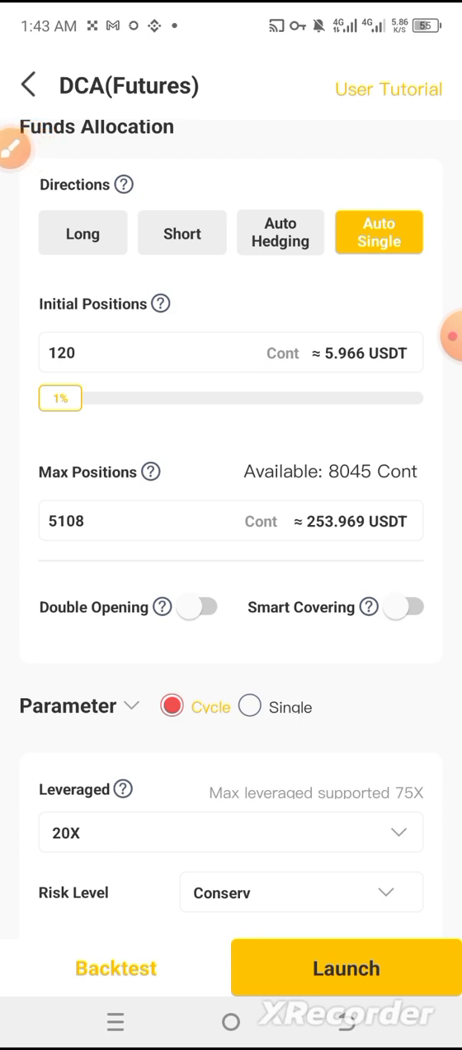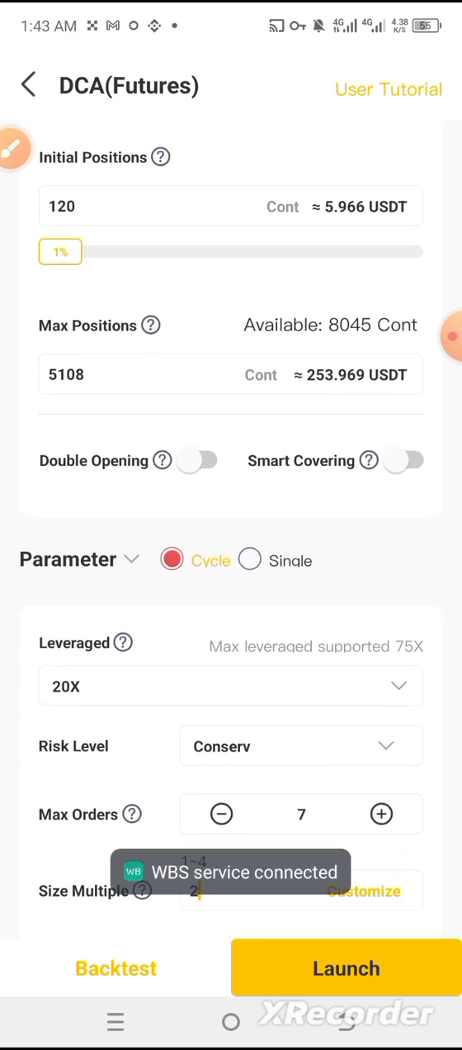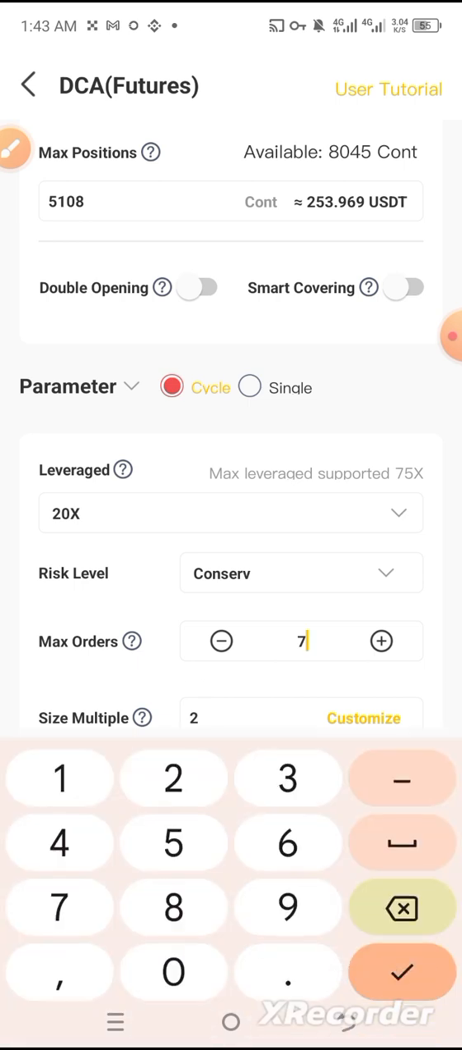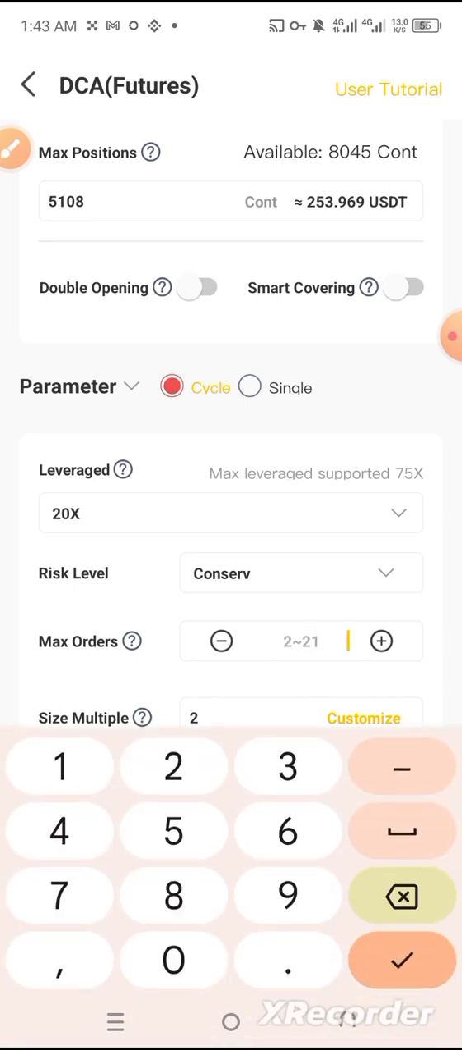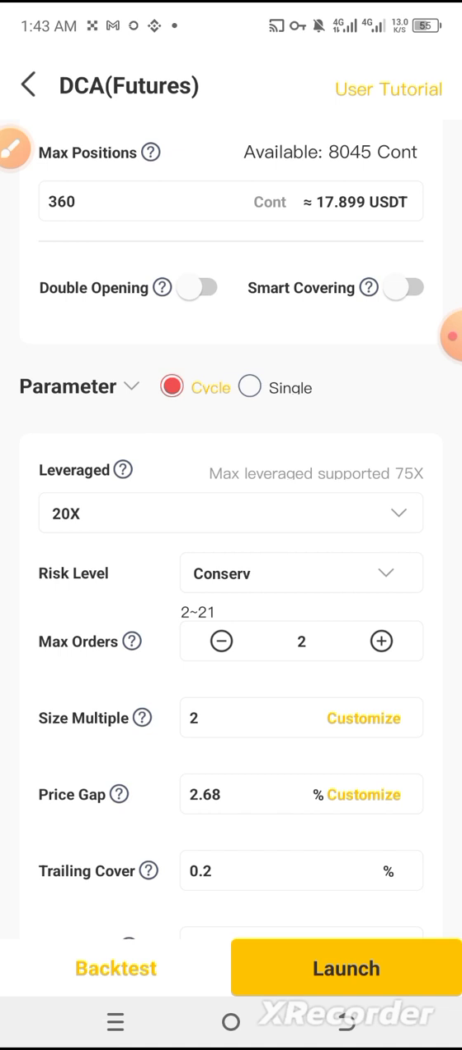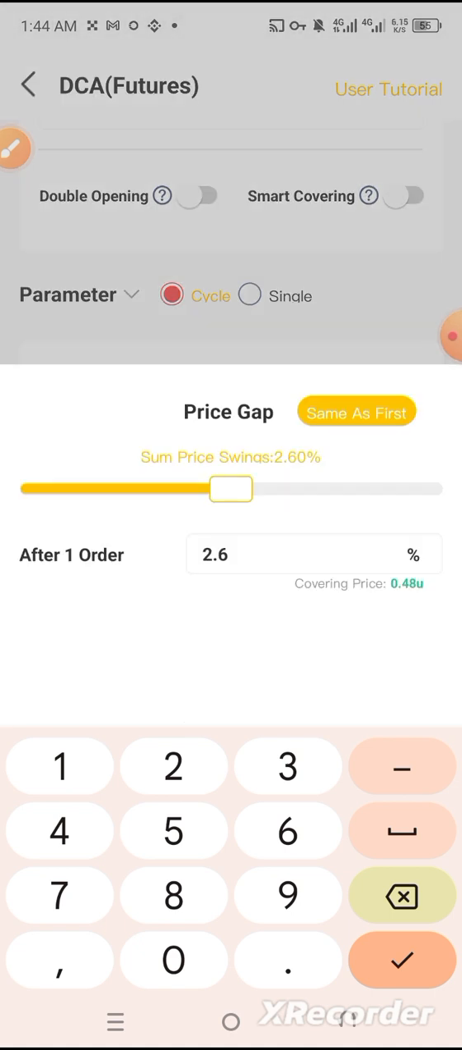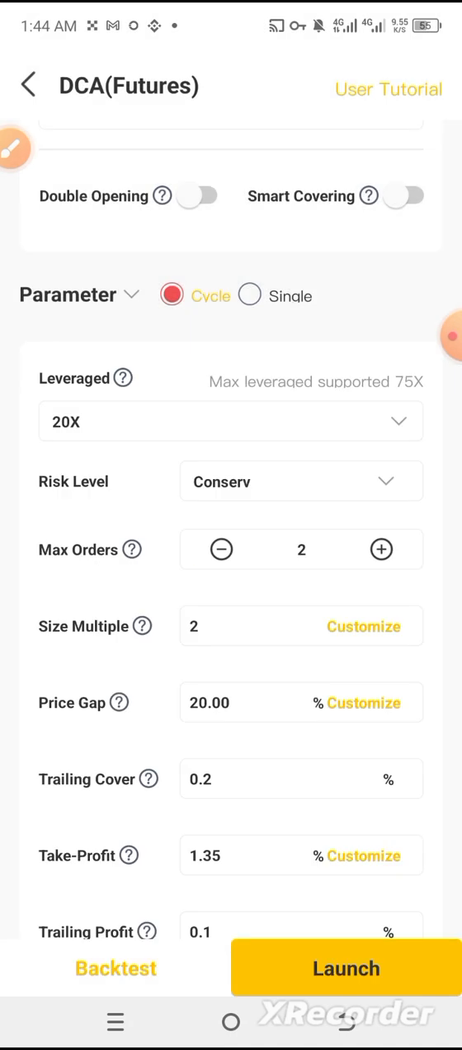And what else? 5.9. No, we are going to change this again because I changed this to 20x. It has changed, then this has also changed. Maximum order, I made this 2, and when it is buying, it buys 2. Then the gap also has changed again. Why? When I change the leverage, everything changes. Okay, I'm making this 20 again. So back to it.